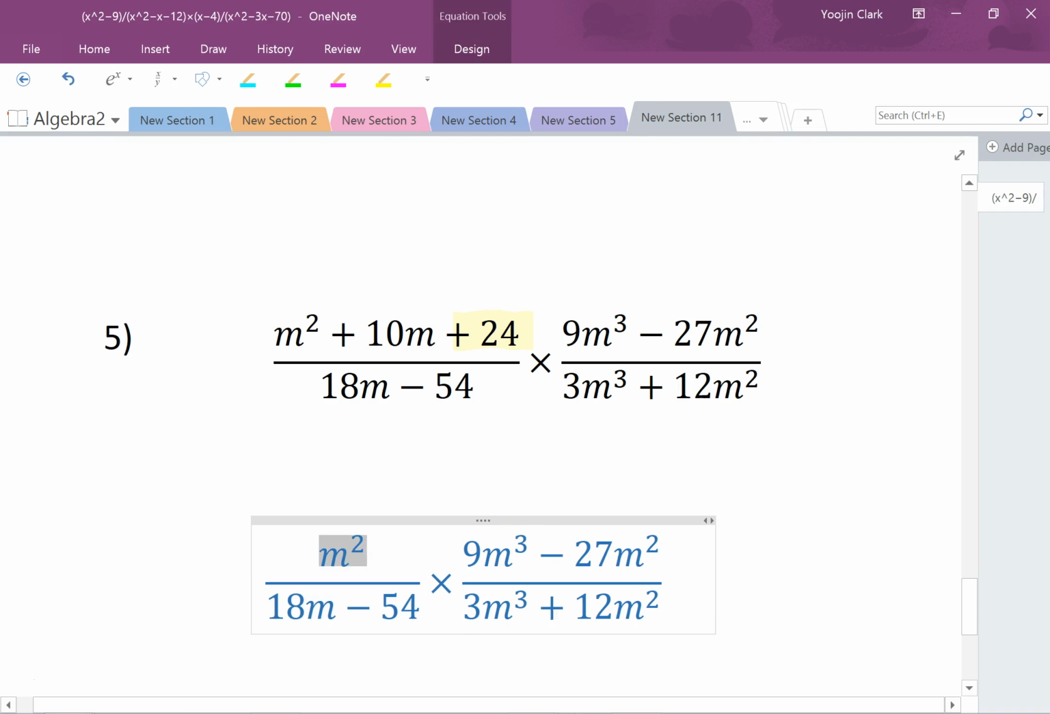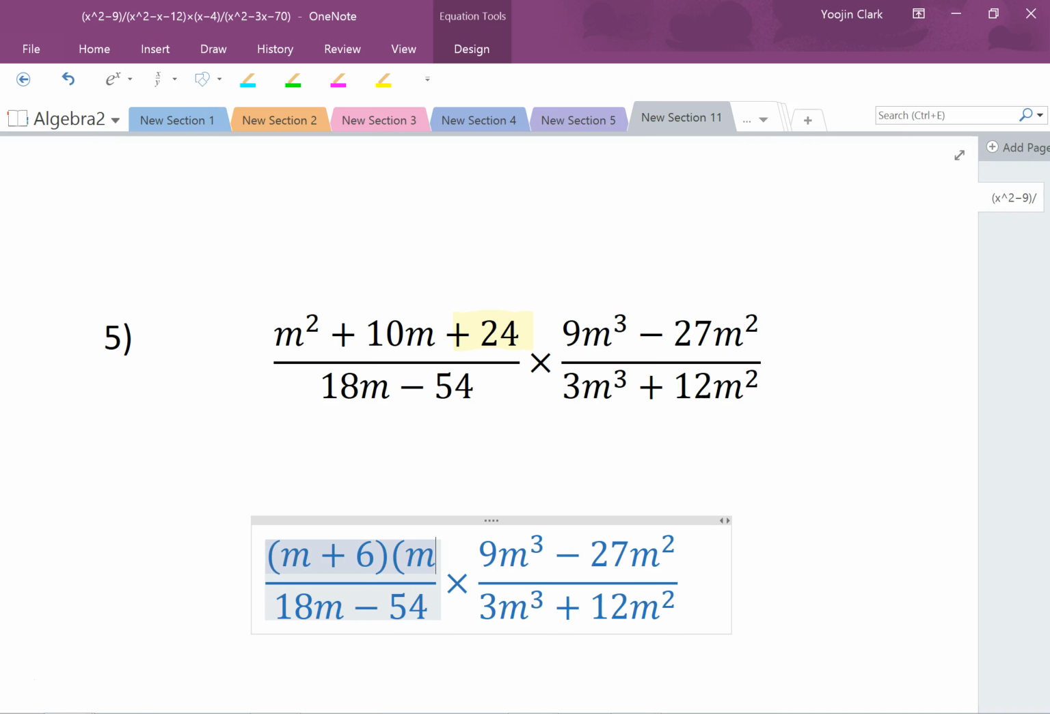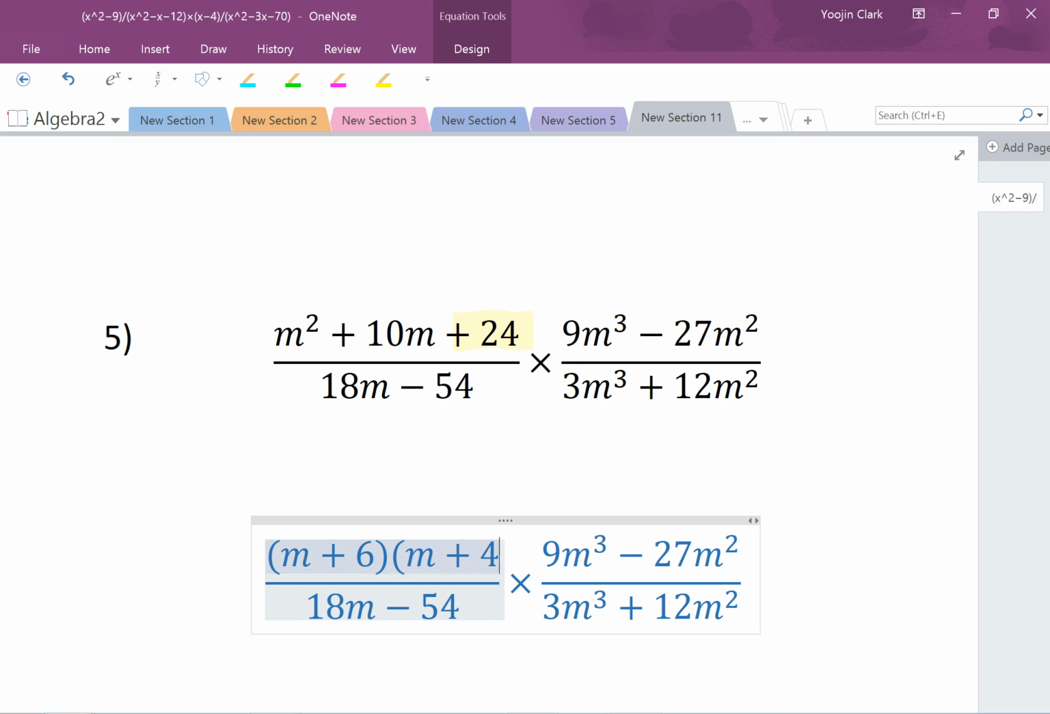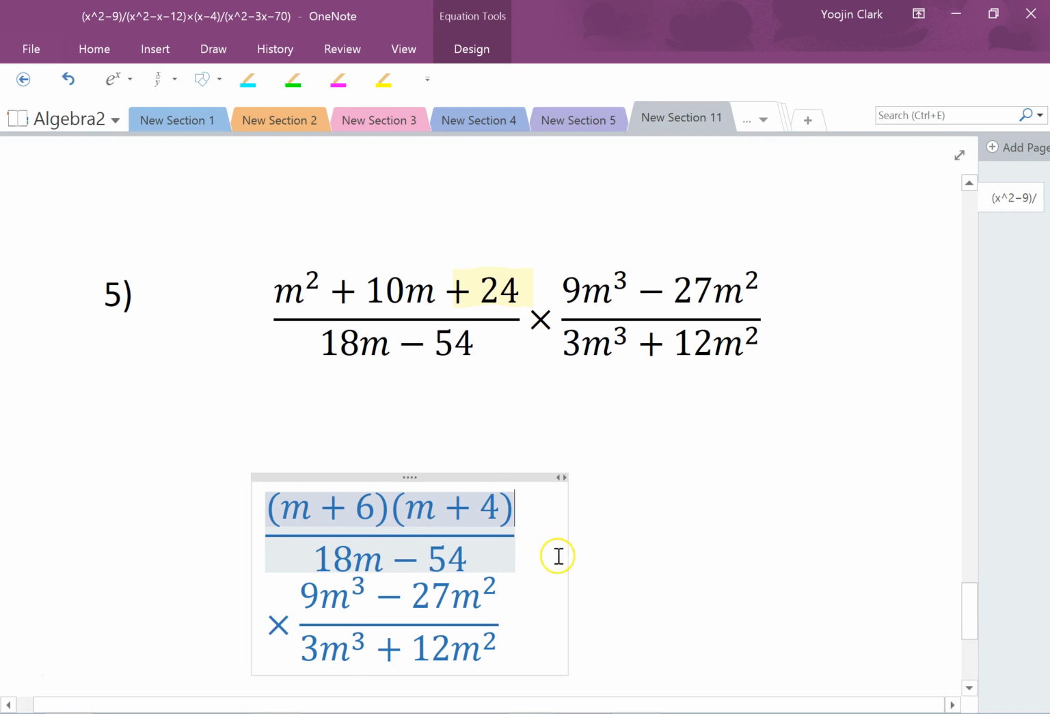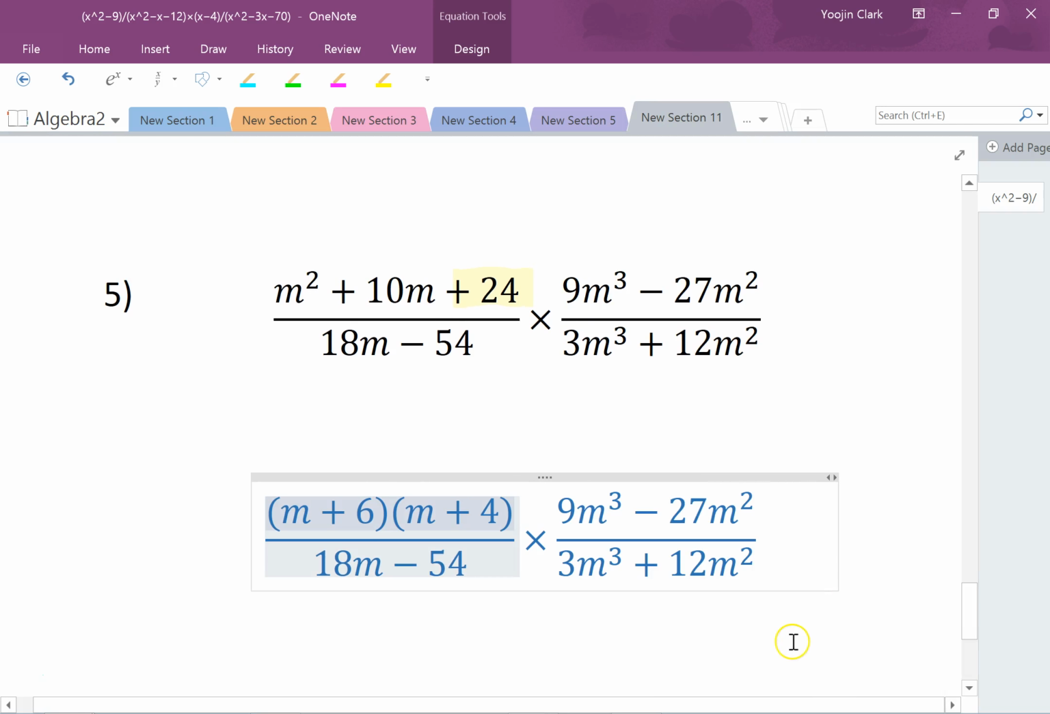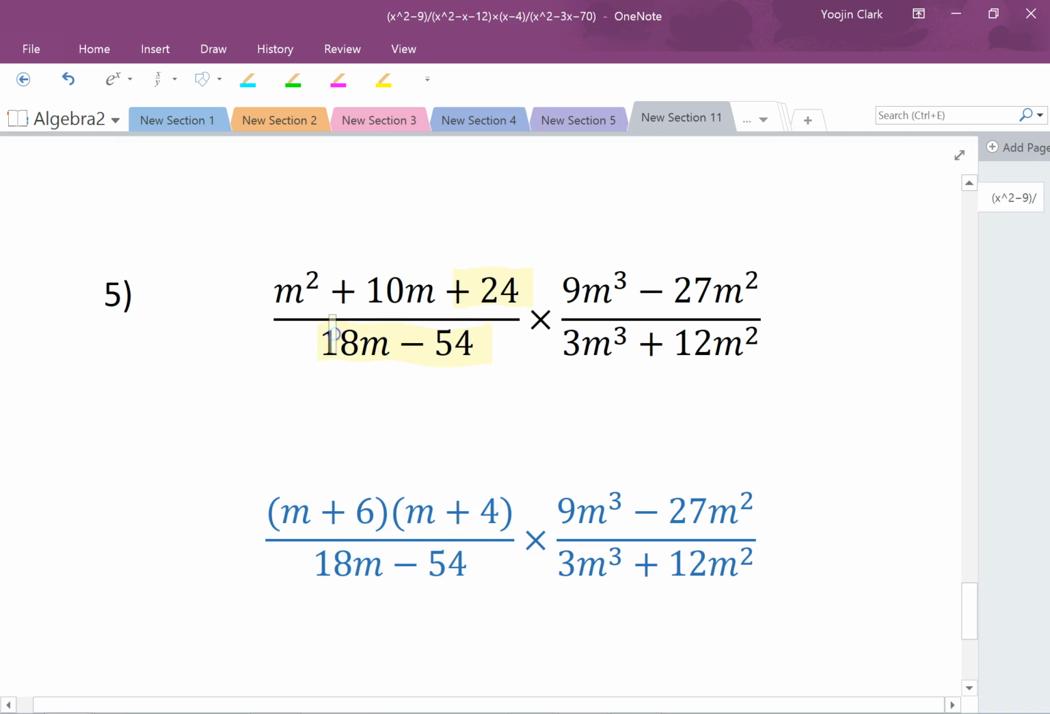My m's again, you have to be careful. And what was that, m plus 6? Always check later. m plus 4, let me see if that's correct. That's pretty good. 4 plus 6 is 10, and 4 times 6 is 24. Well, what can I do here? I have a GCF. That's tricky.